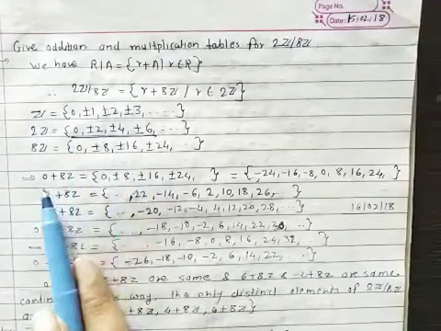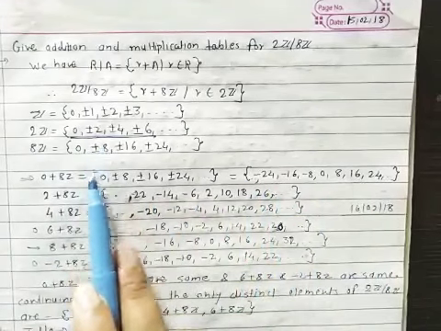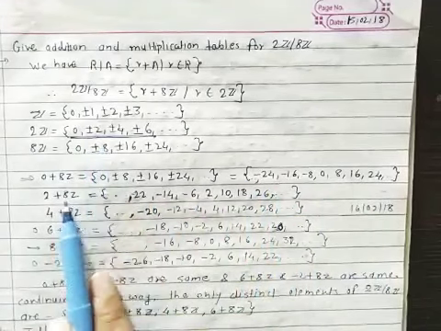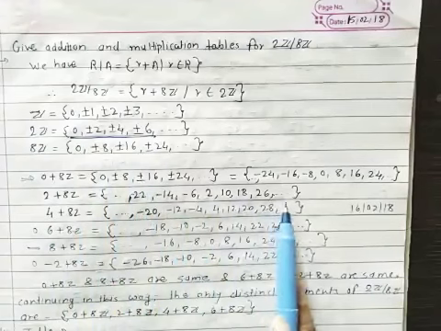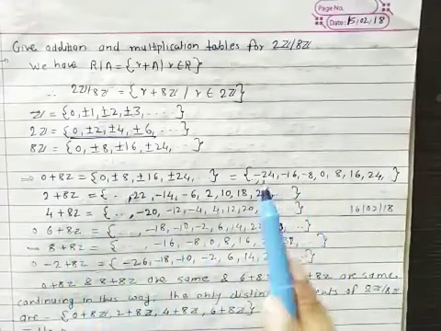So 0 + 8Z will be this 8Z as it is, where we take the negative terms, 0, and positive terms. Next, let us add 2, that is 2 + 8Z. After adding 2 to each of these elements, we get this set. Then 4 + 8Z, adding 4 to each of these elements, we get this set. Then 6 + 8Z, so we get this set. Similarly, 8 + 8Z, let us add 8 to this 8Z, so we get this set. Now you can see that this set 0 + 8Z is the same as 8 + 8Z.